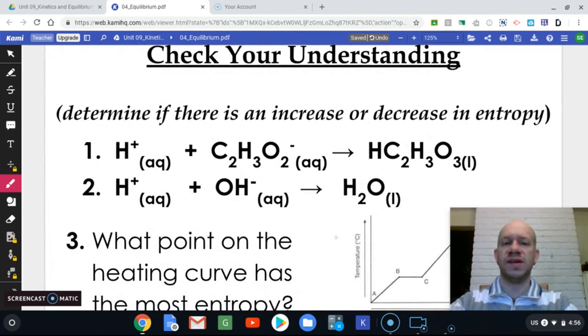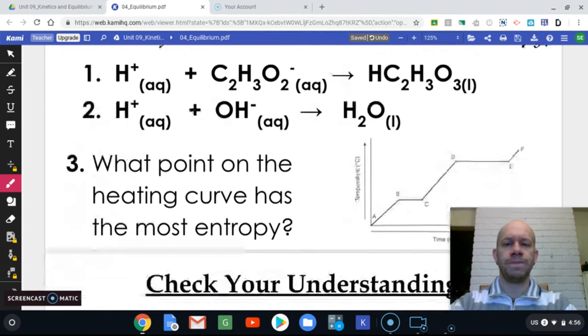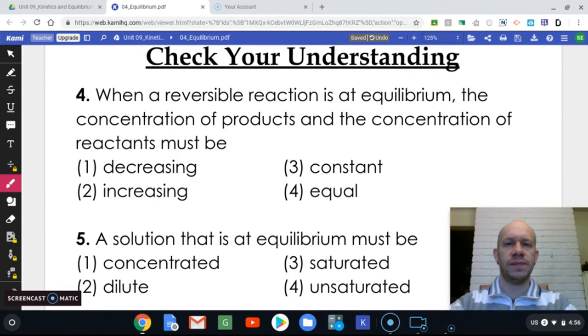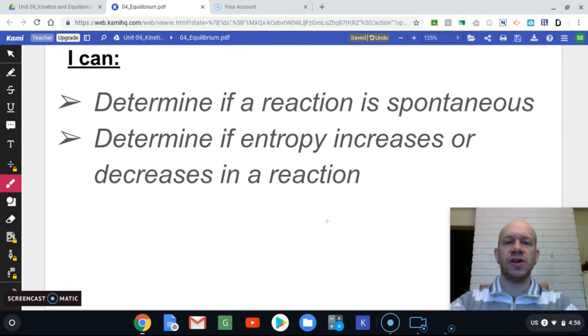So check your understanding. You can look on your notes for that last question, and 4 and 5. You can determine if a reaction is spontaneous, and you can determine if entropy increases or decreases in a reaction.